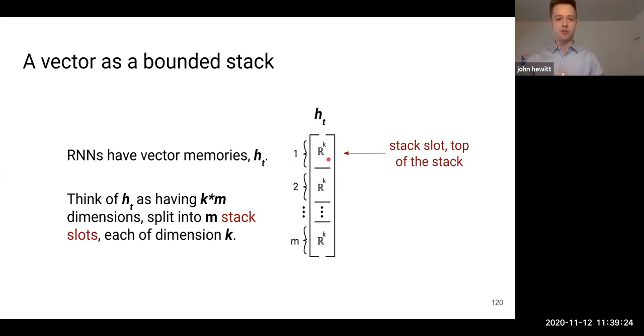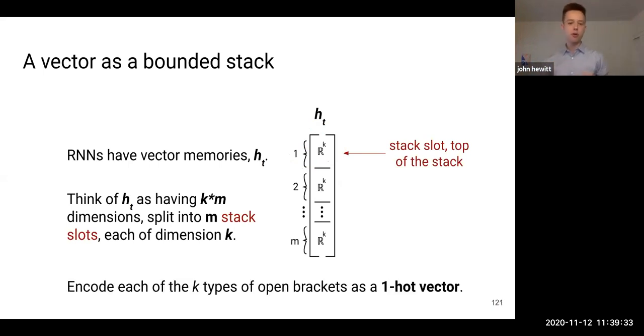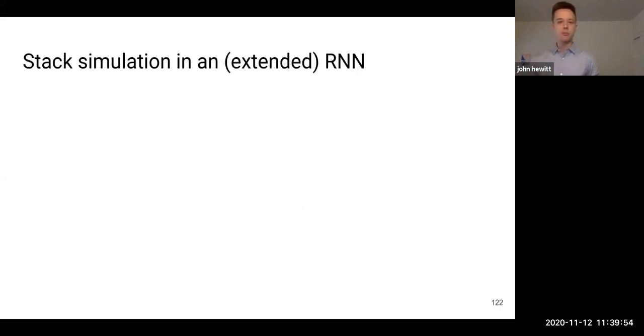And so this is good. This is a way to represent a stack of vector values. This is effectively just concatenating them all. And we're going to encode for now each of the k types of open brackets that we need to store on our stack memory as a one-hot vector. That's why they need to be dimension k, right? So bracket 1 gets the one-hot vector at 1, then 2. And you can also read out which bracket is encoded very easily because it's a one-hot vector. So how would you simulate the actual pushing and popping?